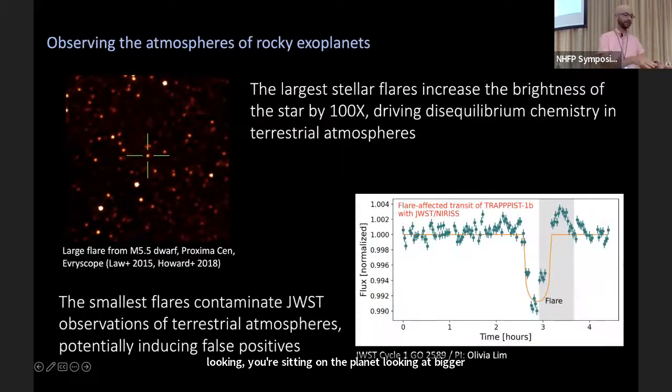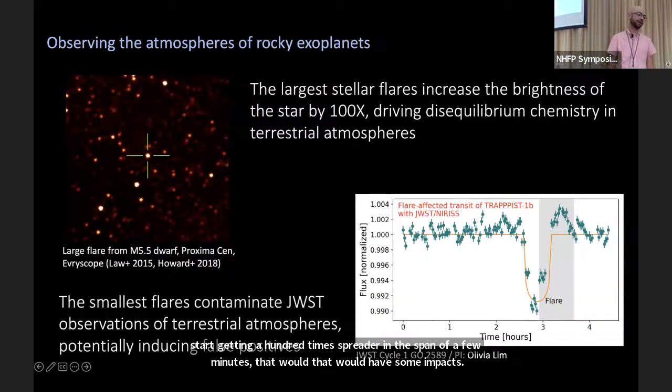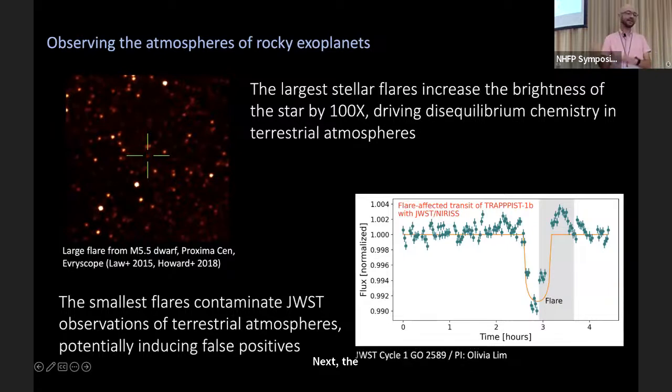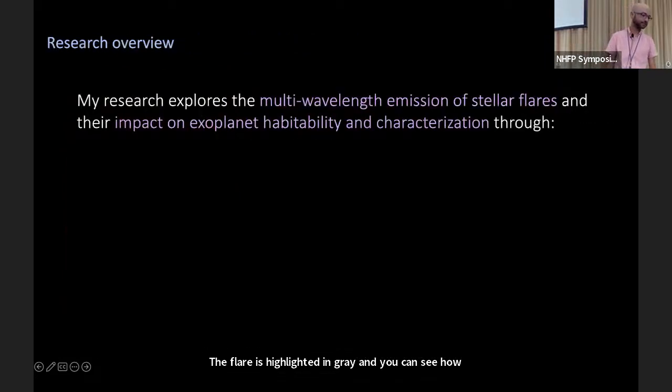Next, the smallest flares contaminate transmission spectra, and we'll talk more about that in the second half of the talk, but this can potentially induce false positives in your exoplanet atmospheric retrievals. An example of one of these contaminating flares is shown for TRAPPIST-1b here. The flare is highlighted in gray, and you can see how it's changing the expected shape of the transit.